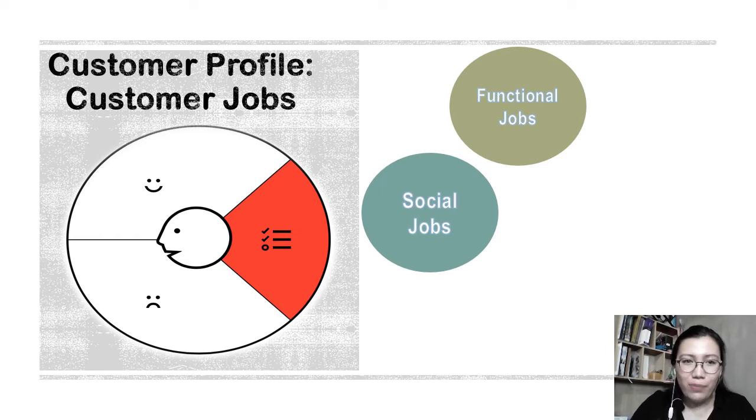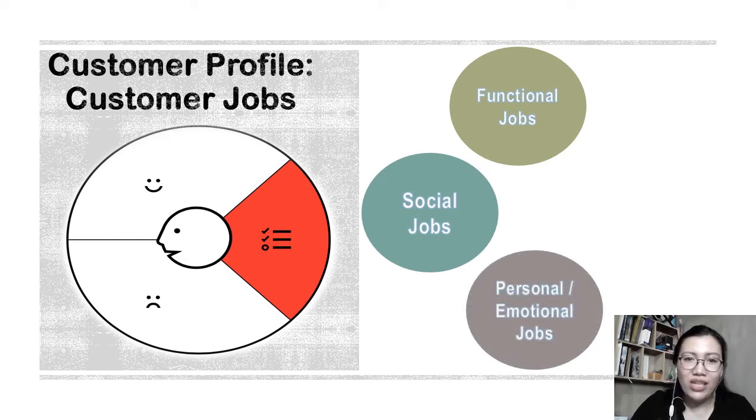Third is the personal or emotional job. It is when your customer seeks a specific emotional state such as feeling good or secure. For example, when you are seeking peace of mind about your investment as a consumer.